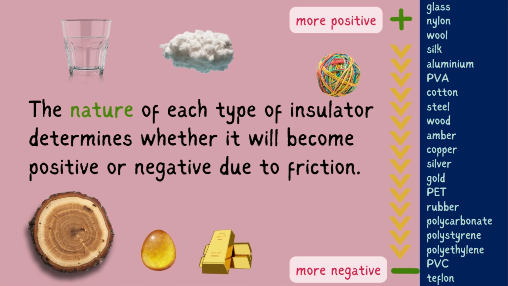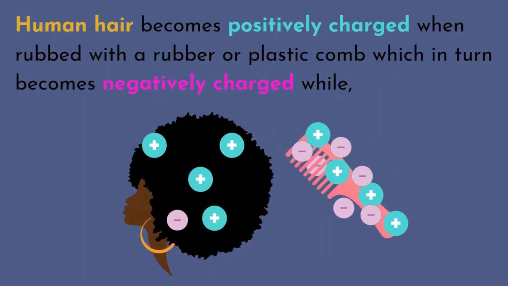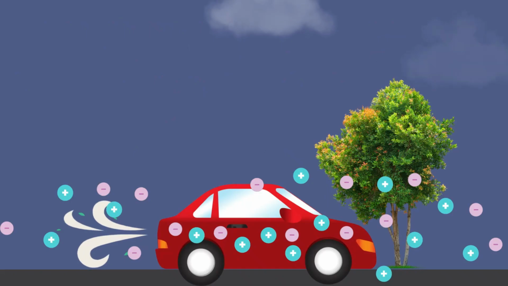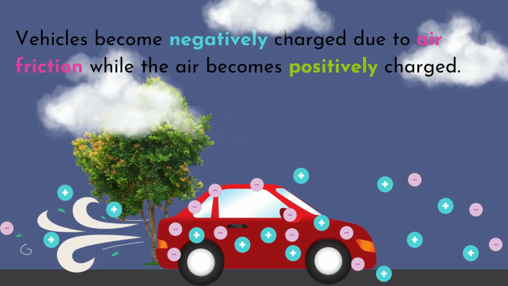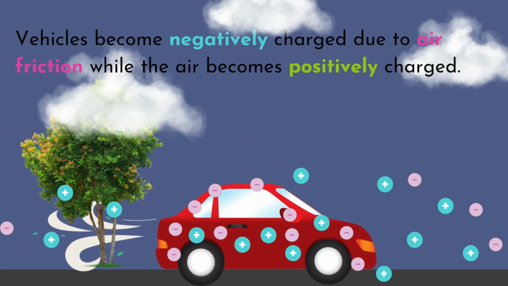On the right is a list of insulators. It starts with those that are more inclined to become positively charged, and this inclination to be positively charged decreases as we move down the list. Human hair becomes positively charged when rubbed with a rubber or plastic comb, which in turn becomes negatively charged, while vehicles become negatively charged due to air friction, while the air becomes positively charged.